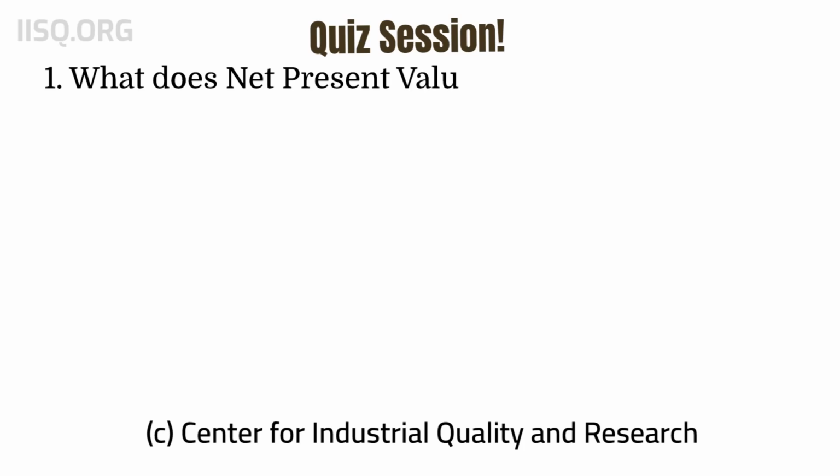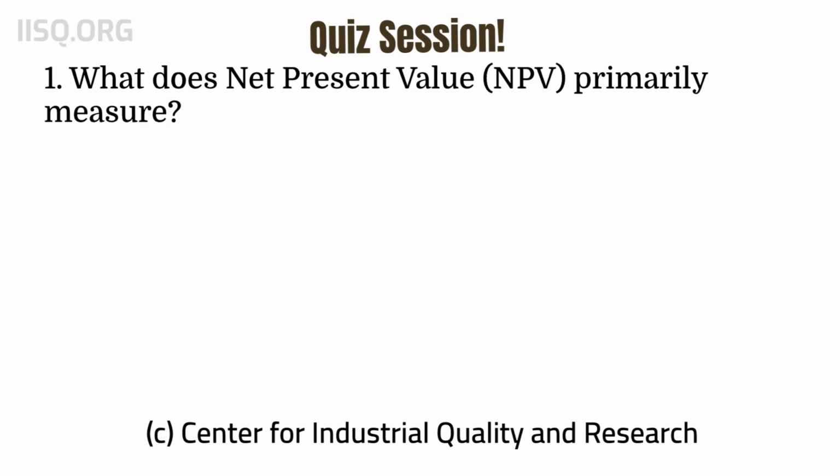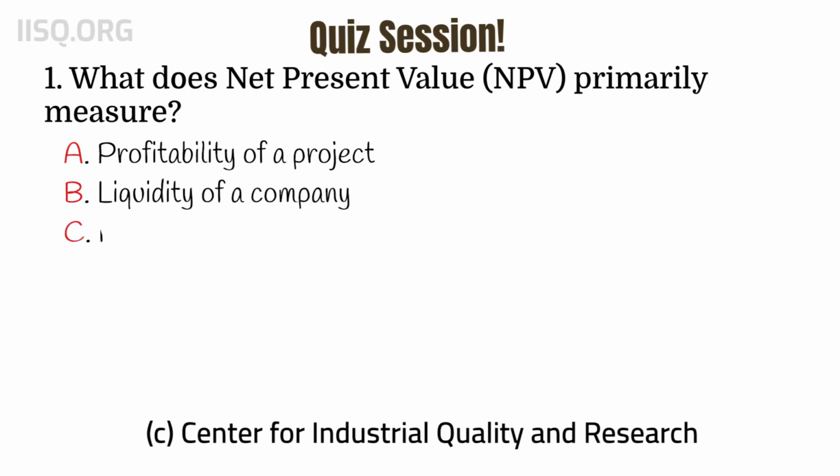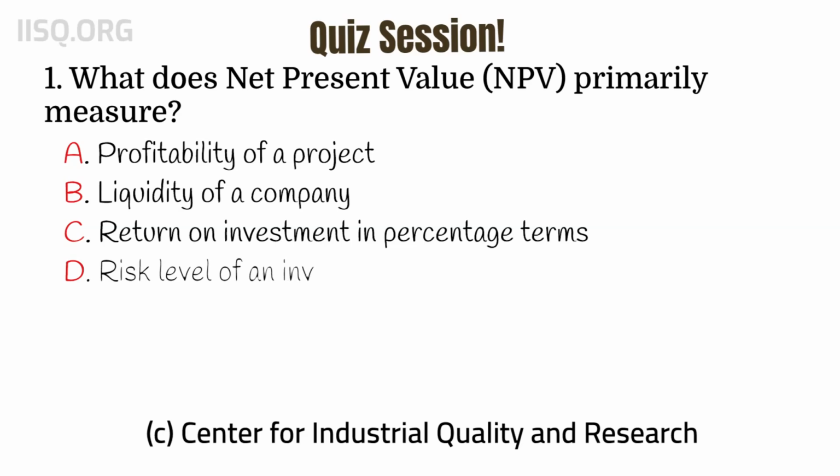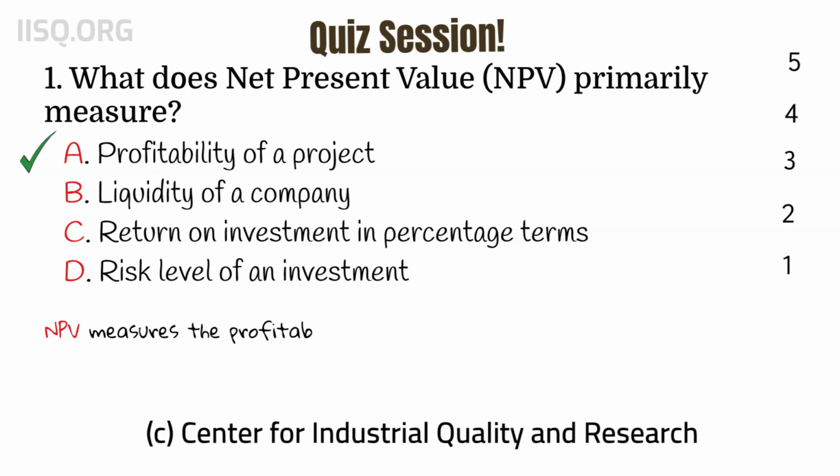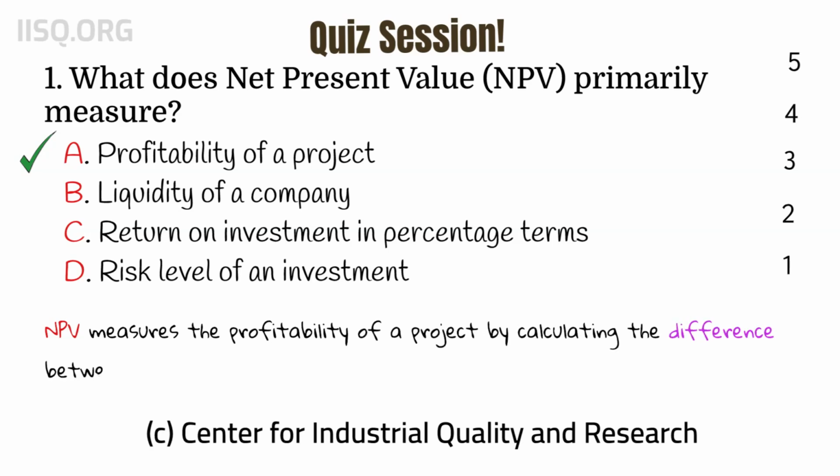What does net present value, NPV, primarily measure? Options are profitability of a project, liquidity of a company, return on investment in percentage terms, risk level of an investment. The correct answer is profitability of a project. NPV measures the profitability of a project by calculating the difference between the present value of cash inflows and outflows.